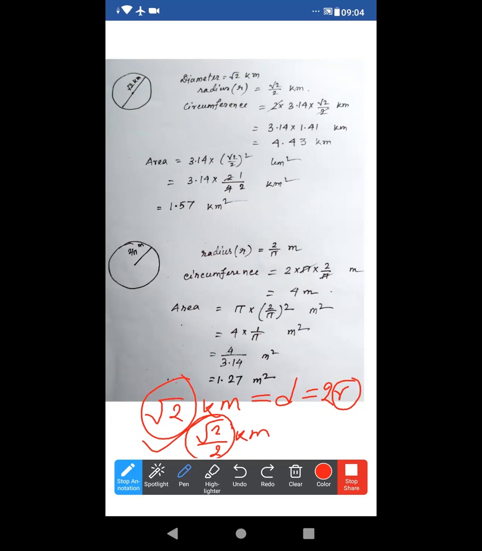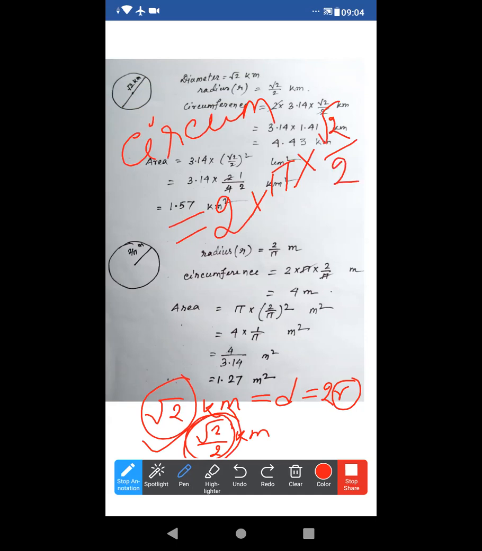Yes, ma'am. Okay, so now just look, if we want to find the circumference, look at this. That means what is the formula? 2 into pi into r. R means what? √2 by 2. Just we'll put the value √2 by 2. Now the 2 will be cancelled out, and it will be √2 into pi. Yes or no?